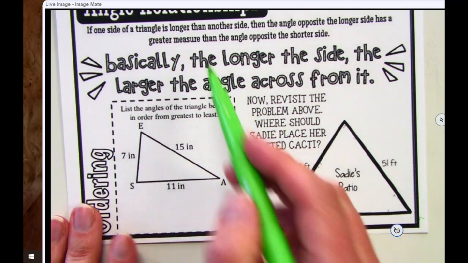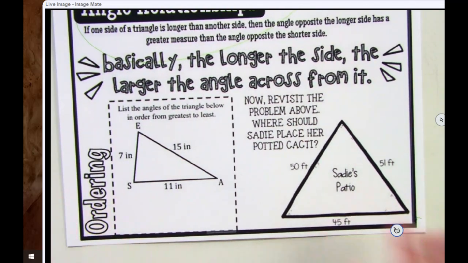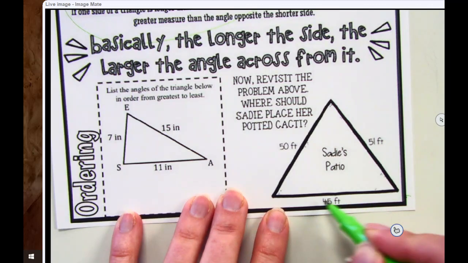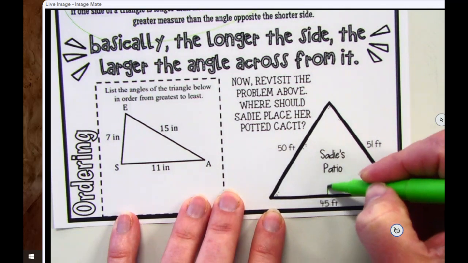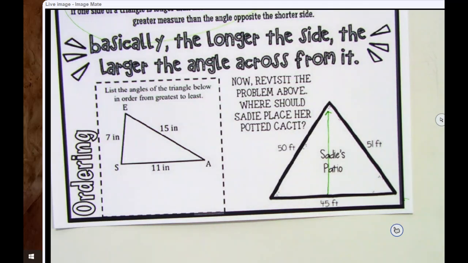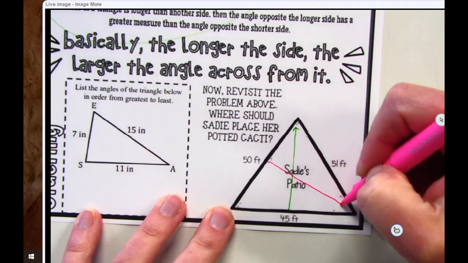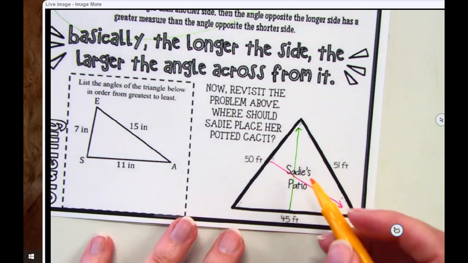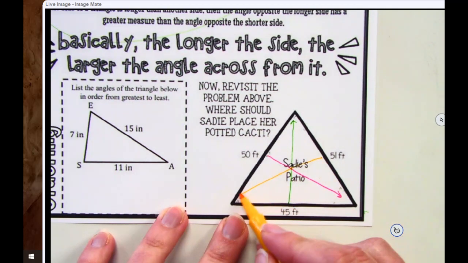And luckily, she knows how angle relationships work. Now, what that means is that the bigger the side, the bigger the angle across from it. So if I'm looking at side 45 here, that correlates with that angle. So they're opposite from each other. 50 correlates with this angle. And then is that 51 since I can't see very well? So take my glasses back off. 51 goes with this angle.